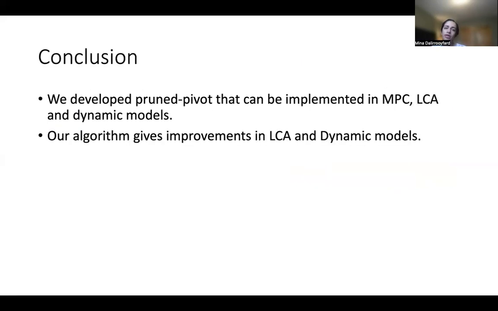To recap, we developed an algorithm called Pruned Pivot that can be implemented in MPC, LCA, and dynamic models. Our algorithm gives improvements in LCA and dynamic models. And as I said, in MPC, our algorithm was beaten by a recent work.